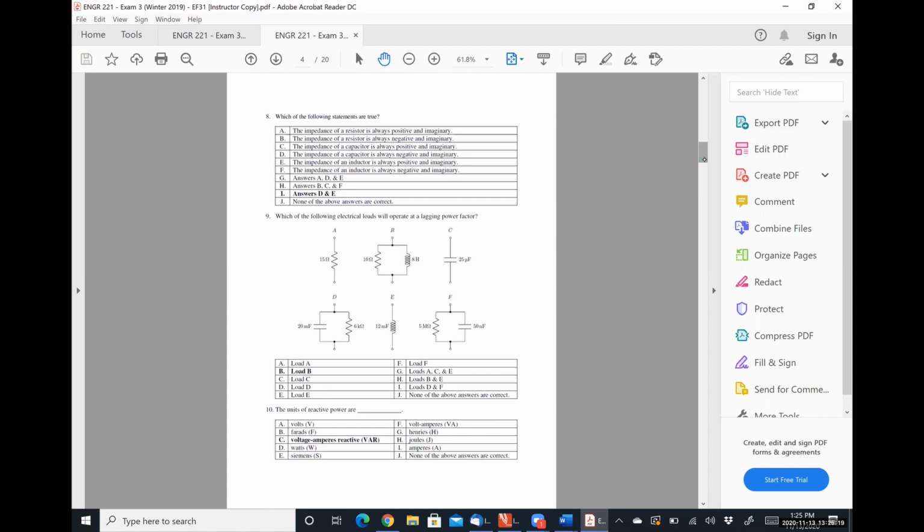What happens if there would be capacitors? Still leading. So let me prove that.